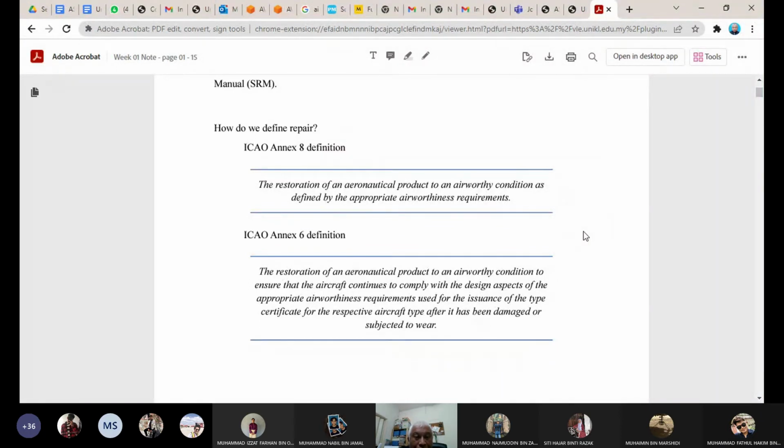Okay, what interests us is the definition of repair. Repair is restoration. You can see both having the same meaning, restoration. We restore the strength, we restore the look, we restore the shape. Whatever we can restore, we restore to the original as much as we can. So that's how we define repair.